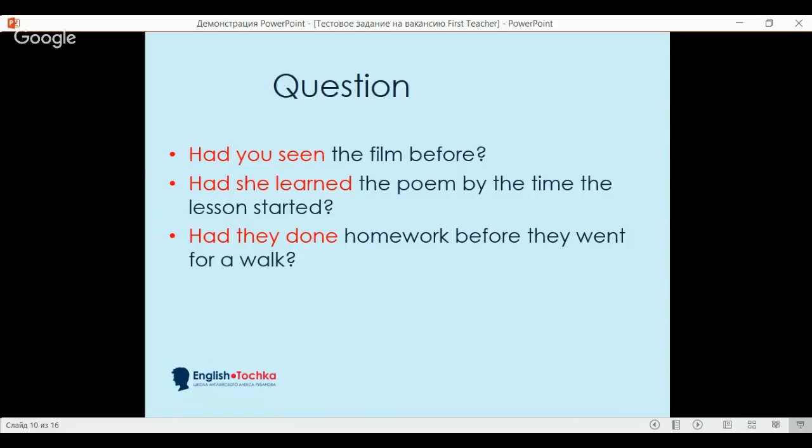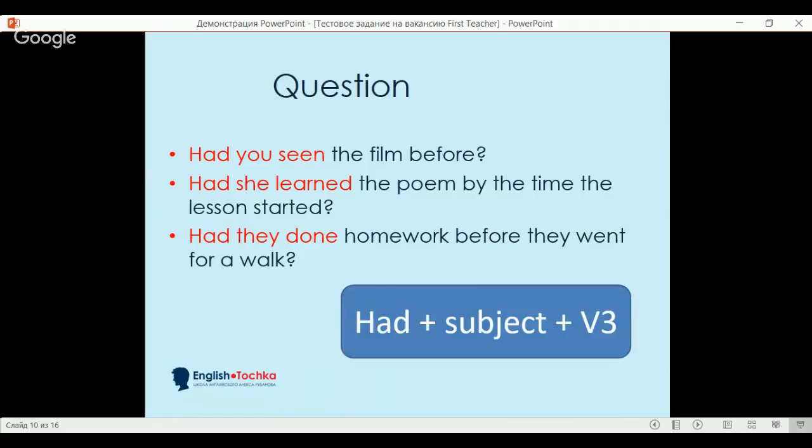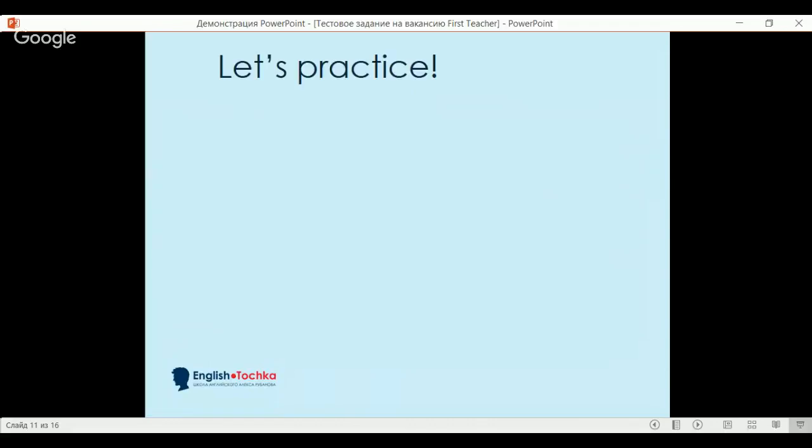Be careful, because you know that in question we change the order of the words. So, had plus subject plus verb in the third form. Here is seen, learned, done. Now please send me examples of questions in past perfect in the chat. Good. Very nice. Well done. And we are practicing. Let's practice.